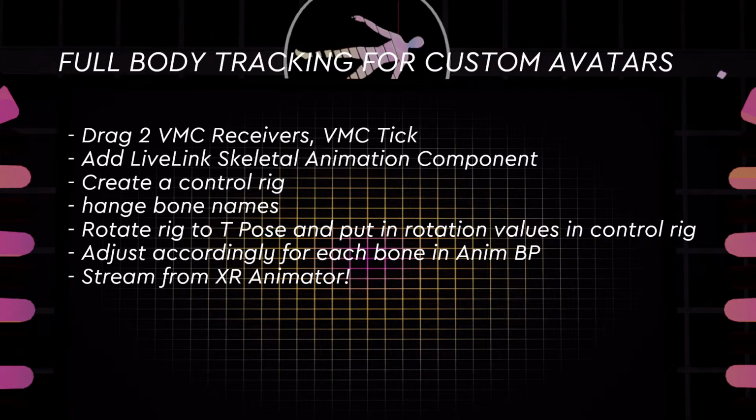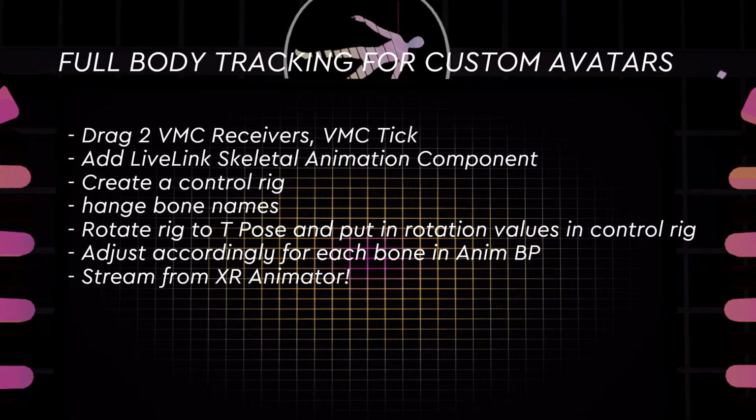I'll demonstrate that in a bit. But T poses: if characters are A poses and the streamed data starts from a T pose, it means that the arms are going to bend really weirdly into the torso area of the character. And so with that, in the animation blueprint, you'll need to change the bone names, and these bone names will also have to be changed in the custom rig.